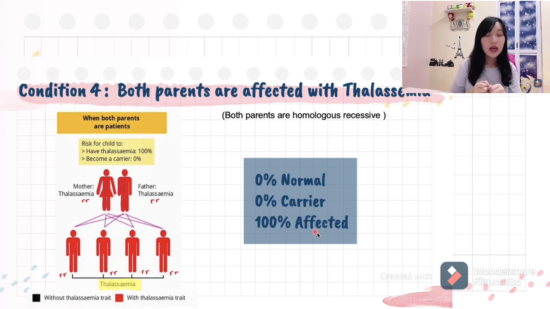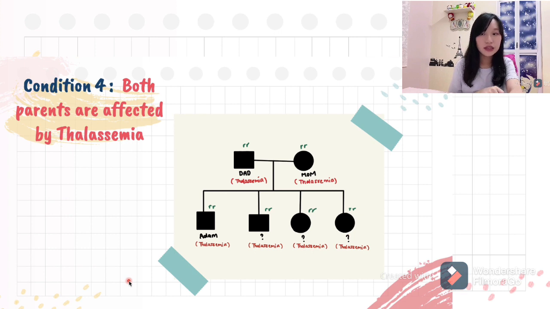affected by thalassemia. There will be no normal children and no carrier of thalassemia in the children. So it means that no matter how many children these parents have, they will all be affected with thalassemia. And this is the pedigree for this condition. As we can see, all the children have thalassemia. And this might also be a possibility for the mode of inheritance of Adam's parents.